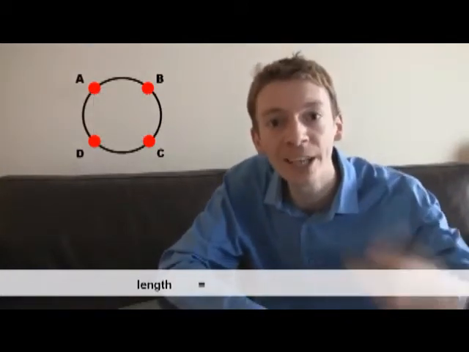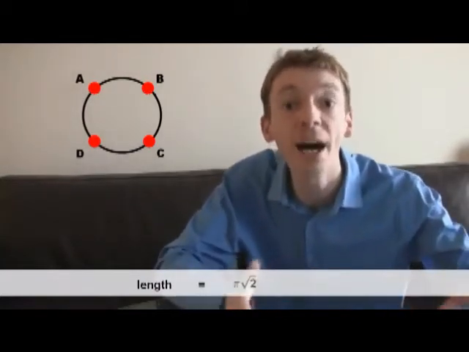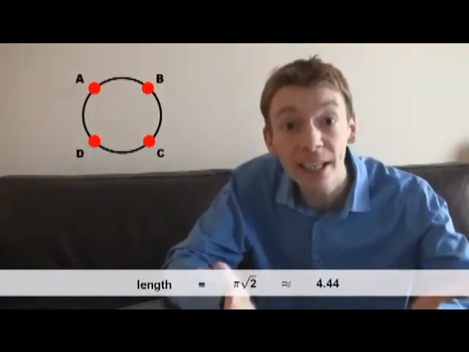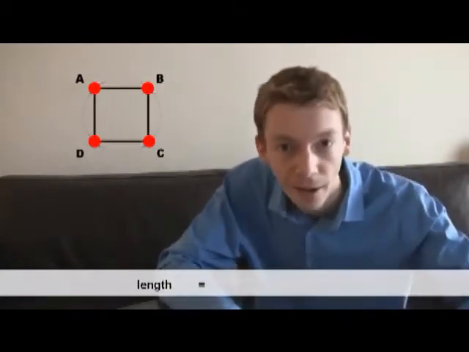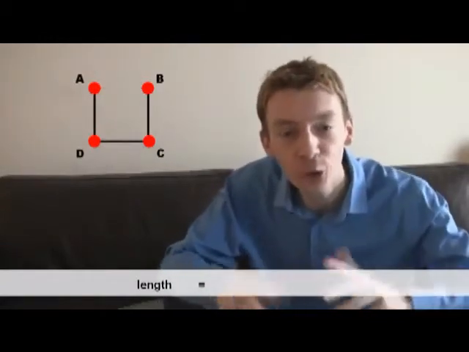We could connect the towns together in a big circle, perhaps. I've already told you the diagonal has a length of root 2, so the circle has a length of pi root 2. That's about 4.44. We could connect the towns together in a big square. That has length 4.